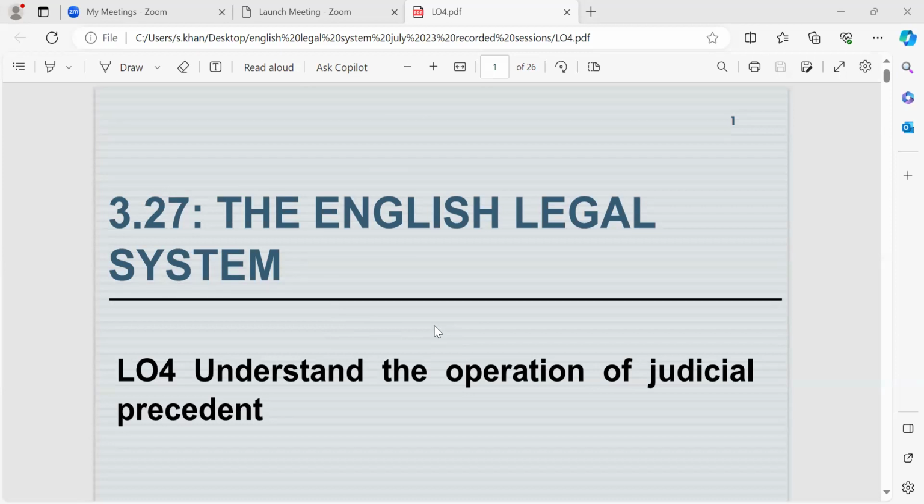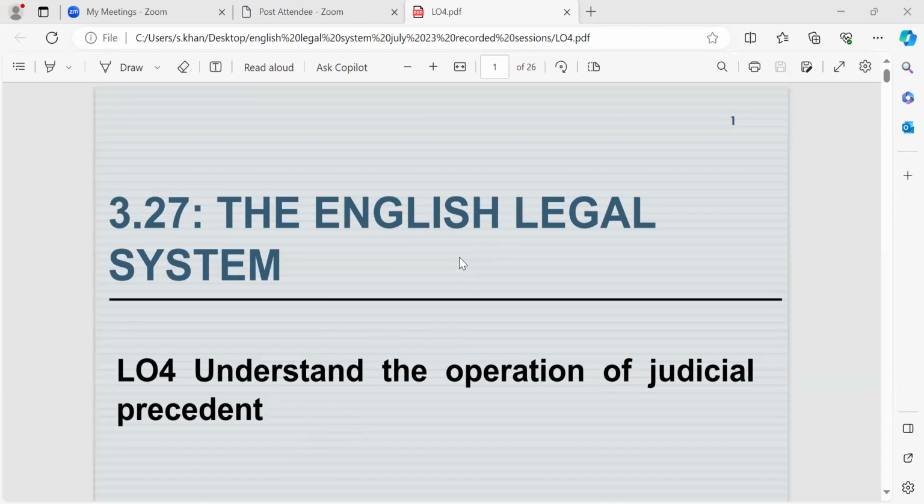Today we'll be looking at learning outcome 4, and the unit we're doing is English legal system, and my name is Shazia Khan. Learning outcome 4 is to look at understanding the operation of judicial precedent. Just a summary of what we did in the last few sessions.